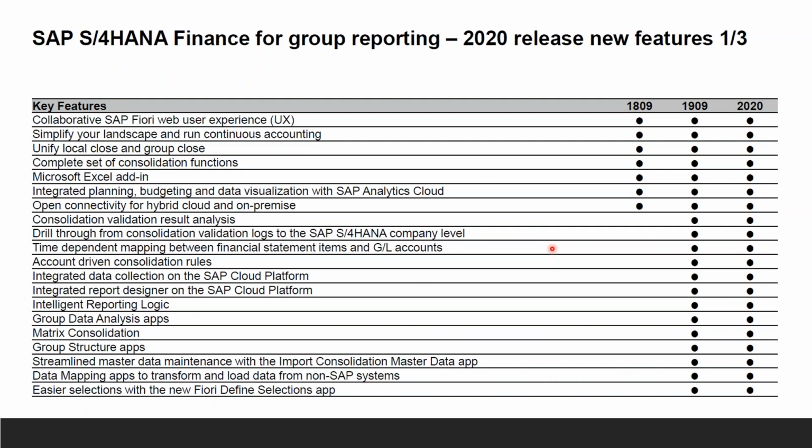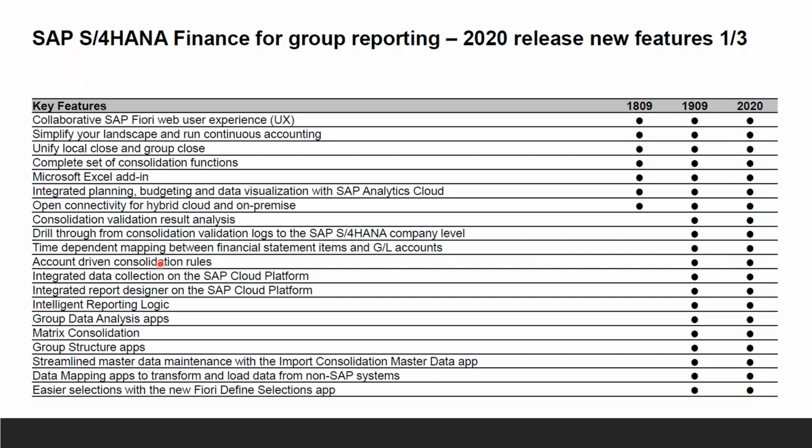So you can see these new features. This slide will give us the features released in 1809, 1909, and 2020. I still need to get it for 2021. Once I get it, I may share that as well. What new functionalities have been included? I have a separate slide deck for 2021, but SAP releases it with the key features so that it is easy for us, right?